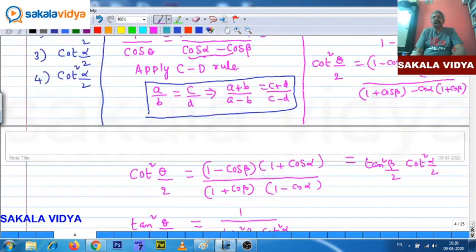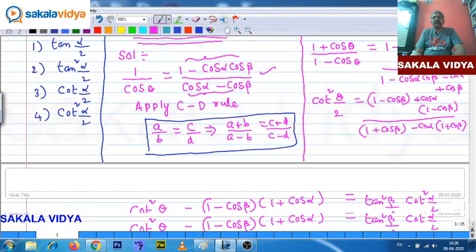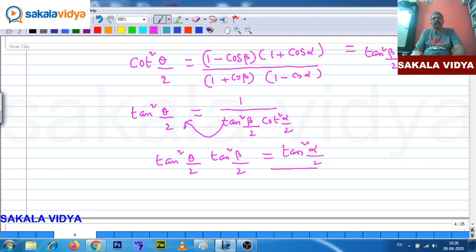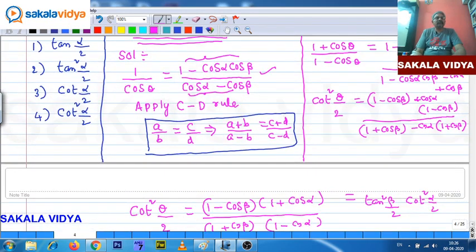So let us come to the problem. What do you require now? Tan square theta by 2 into tan square beta by 2. So cross multiply. If you cross multiply here, tan square theta by 2 into tan square beta by 2 becomes 1 by cot square alpha by 2. That is nothing but tan square alpha by 2, which is our answer. So which is the right option? The second option is the right option. Yes, absolutely correct.